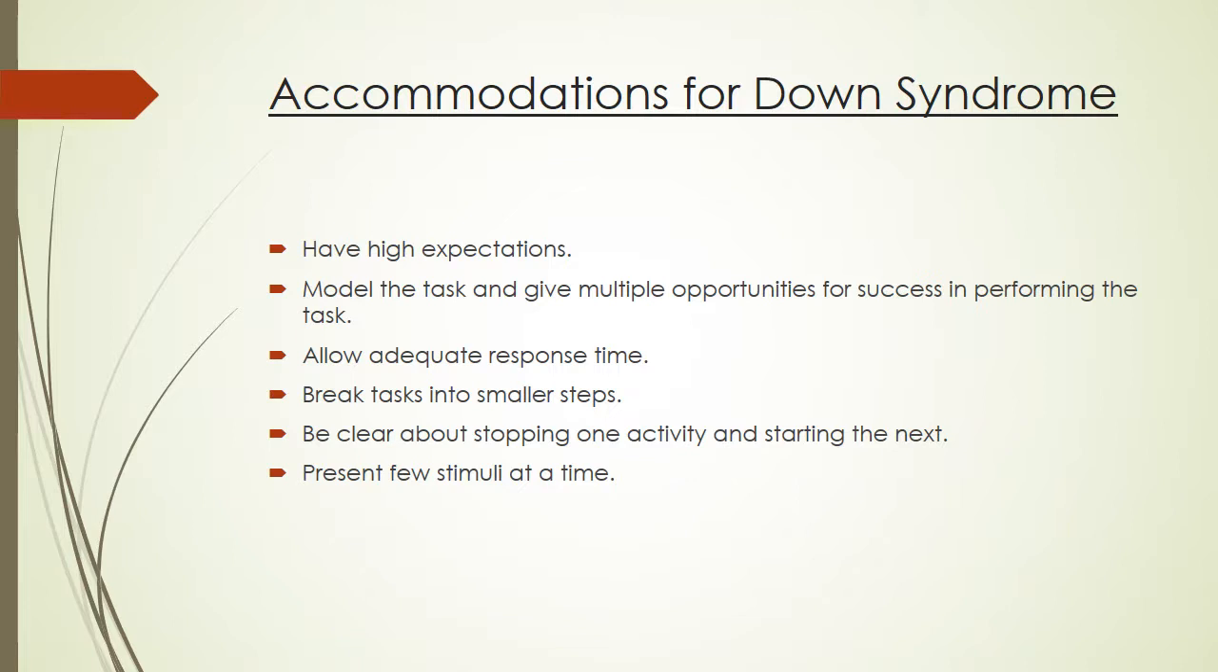Some general accommodations for students with Down syndrome, and a lot of these apply to Alice in particular, would be to have high expectations. Just because they don't seem to get everything at the same pace as the other students doesn't mean they can't understand something. So as a teacher of a student with Down syndrome, it's good to hold them to high expectations. Don't lower the bar just because you think they can't reach as high as everybody else.